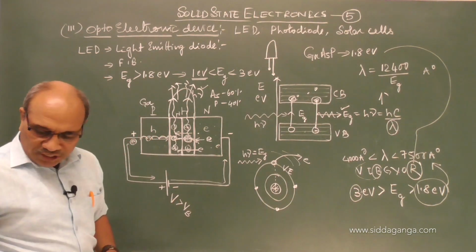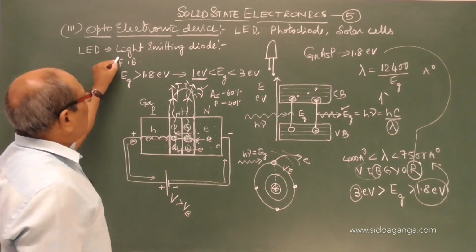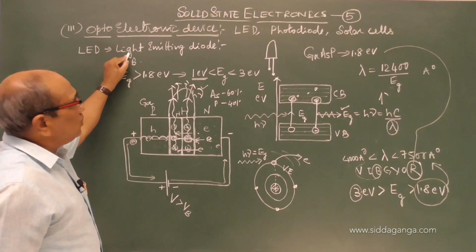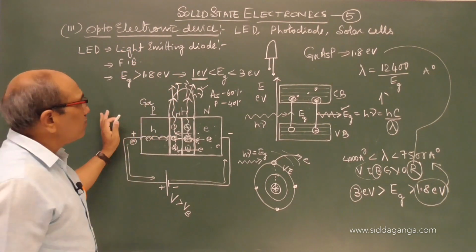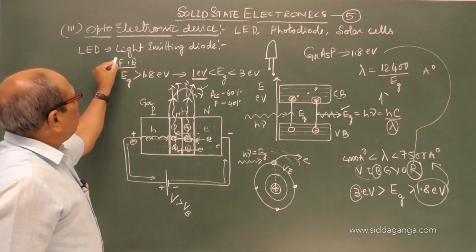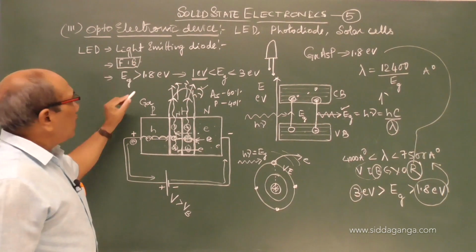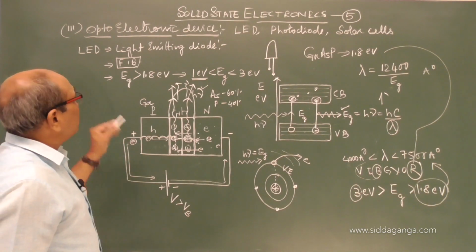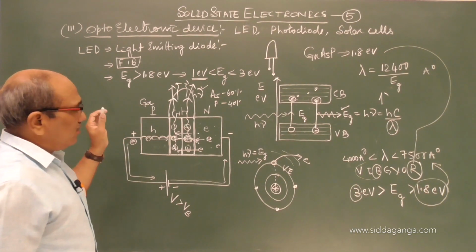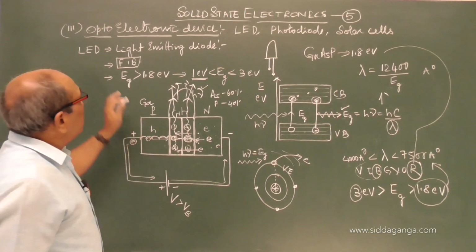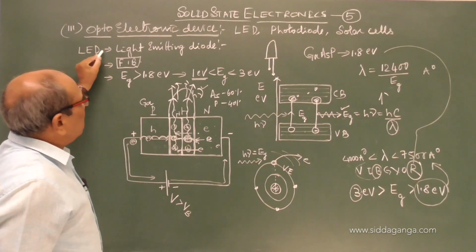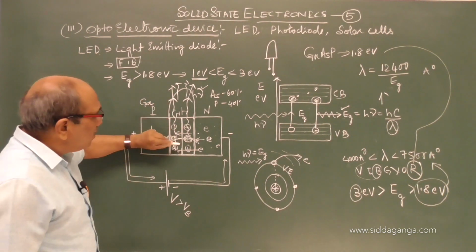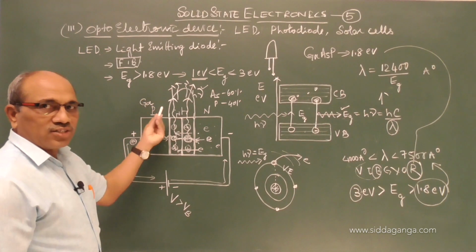Now finally, what does LED mean? Light emitting diode. It converts radiant or light energy into electrical energy. It is connected in forward bias to get the radiant energy from this. Sorry, I made a mistake. The LED is a light emitting diode which converts electric energy into light energy. Made the correction: electric energy into light energy.